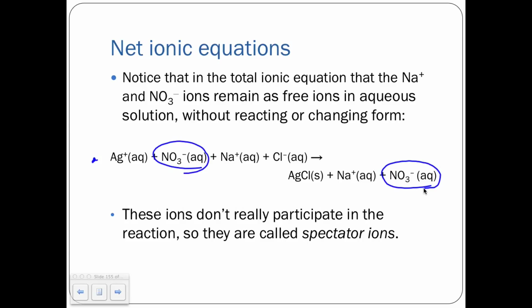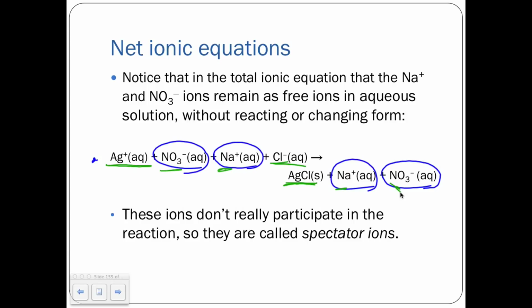Let's look at the sodium ions. The sodium ion is Na plus over here. It's still just Na plus over here. Now that's different than the silver. The silver starts off as a separate silver ion but ends up in a compound. The chlorine starts off as a separate ion but ends up in a compound. So the silver ion and the chloride ion have changed. They have reacted. They have participated in this reaction. But really, the nitrate and the sodium haven't changed at all. They really haven't participated in this reaction at all.